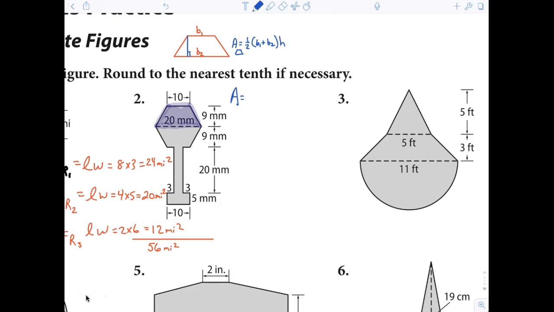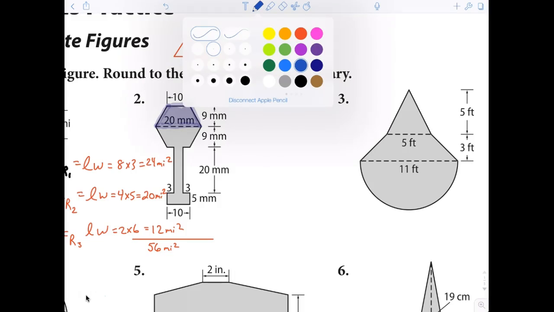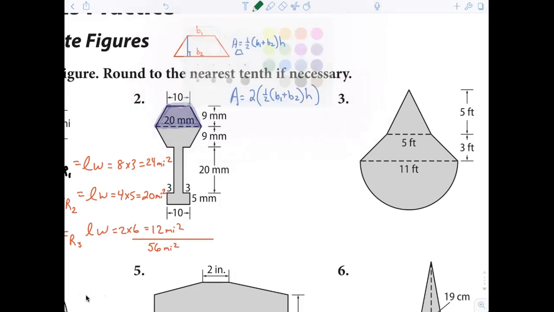Does everybody see there are 2 trapezoids? Are they the same trapezoid? Yes, so here's what I want you to do. 2 times 1/2 base 1 plus base 2 times the height. That'll account for both trapezoids. So it'll account for this trapezoid and this trapezoid.